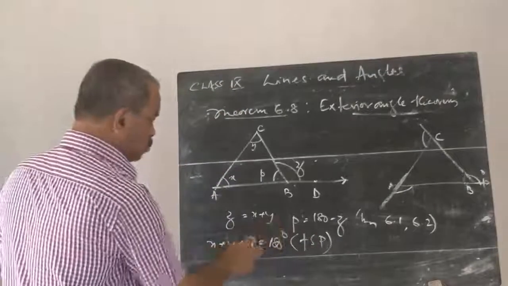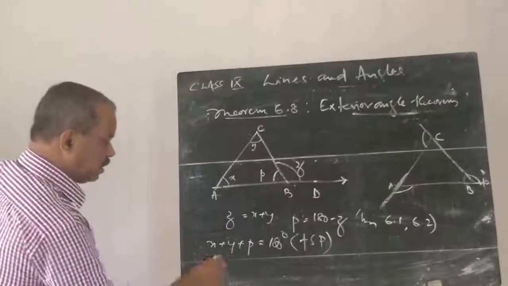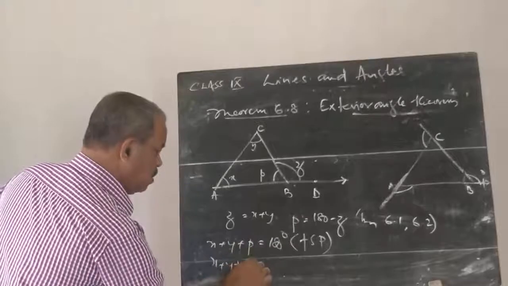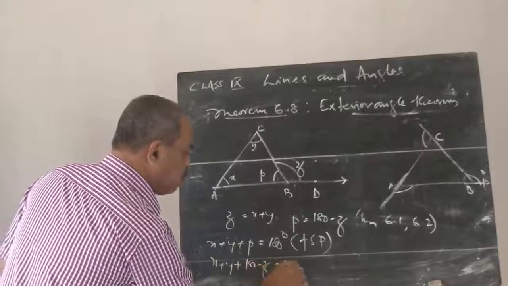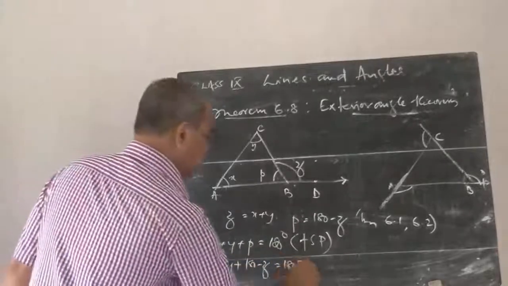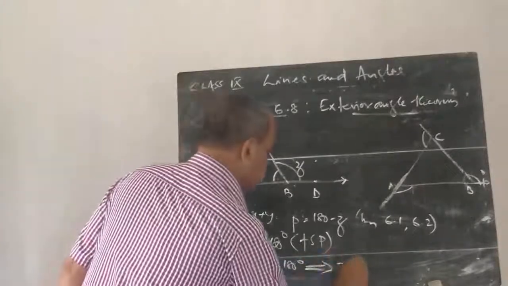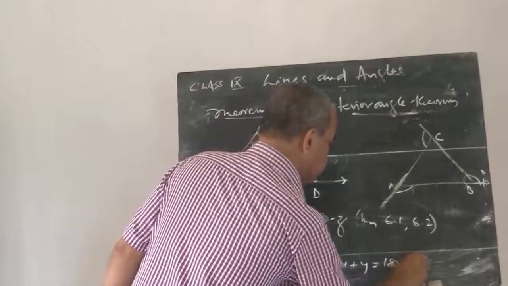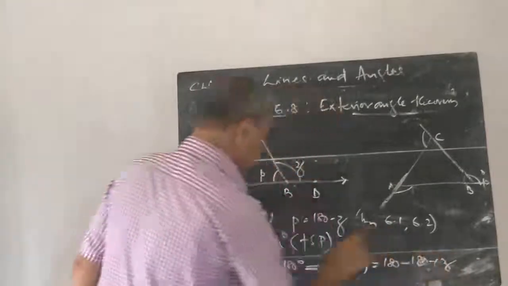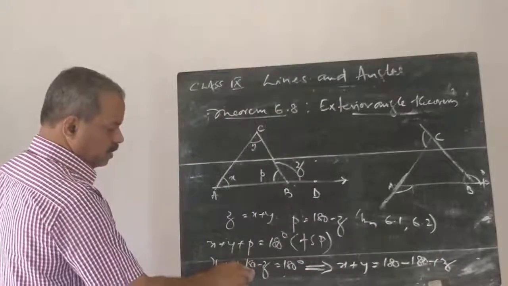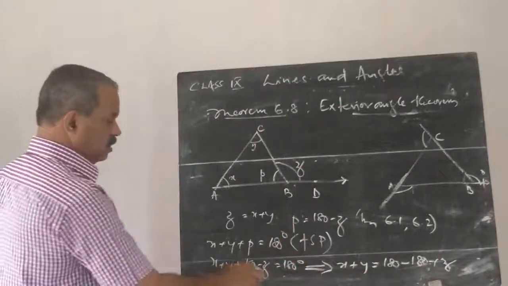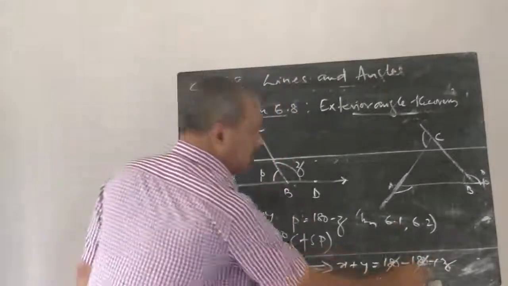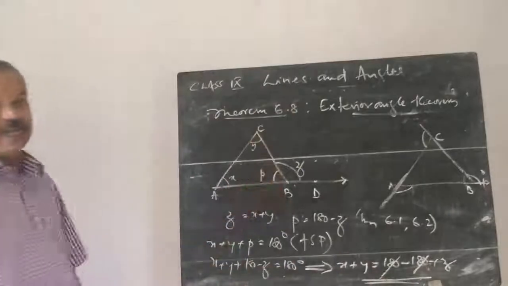Now combine these two. Instead of p, we can write 180 minus z. So x plus y plus, in the place of p, 180 minus z equal to 180. This gives x plus y equal to 180 minus 180 plus z. Transpose 180: positive 180 becomes minus 180, minus z becomes plus z. 180 minus 180 is 0. x plus y equal to z. This is what is the exterior angle theorem.